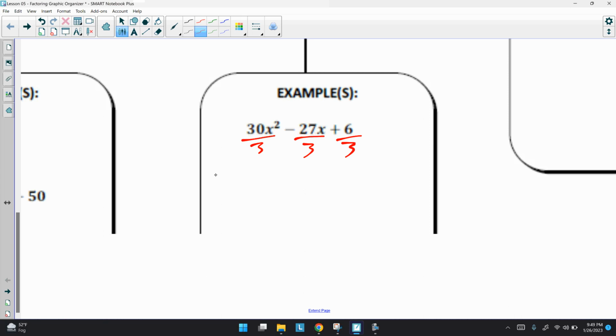30 divided by 3 is 10, x squared. Negative 27 divided by 3 is negative 9. And 6 divided by 3 is 2.